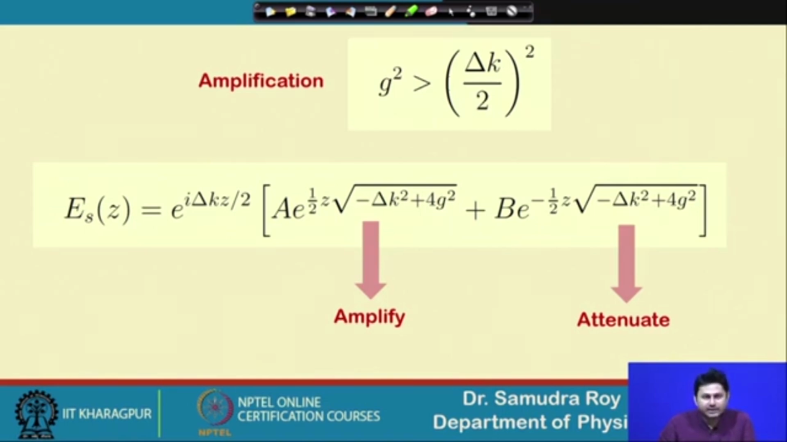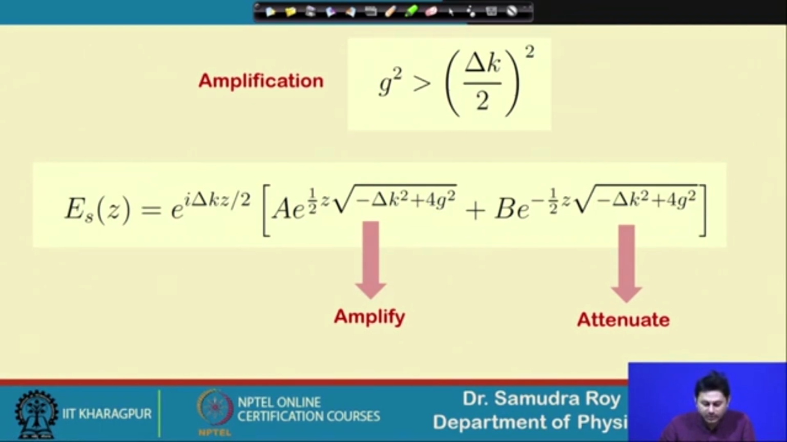So, our aim here is to find out the amplification of E s. We have an expression of E s containing two terms, both of which are exponential. If you look carefully, you can see in the root over this term and the exponential root over term, we have a quantity delta k square plus 4 g square.